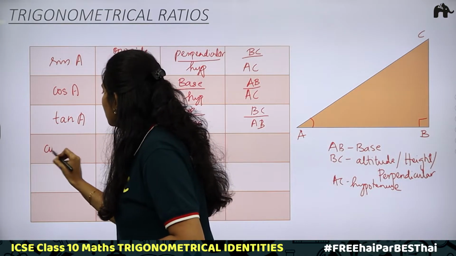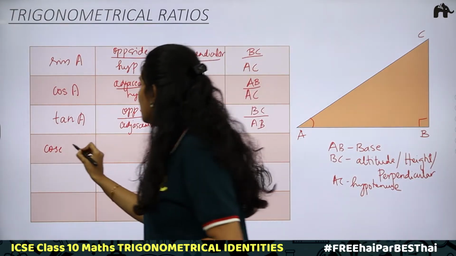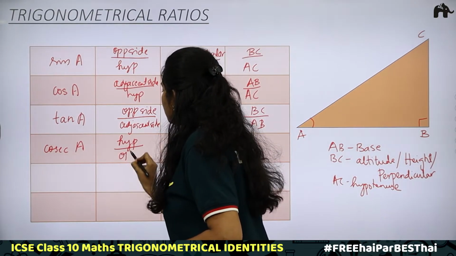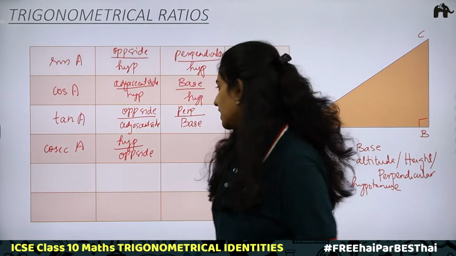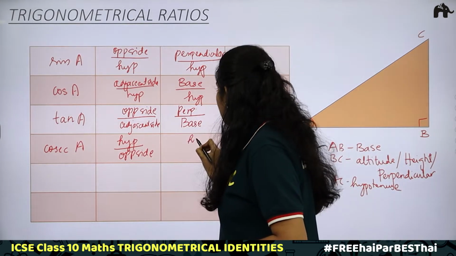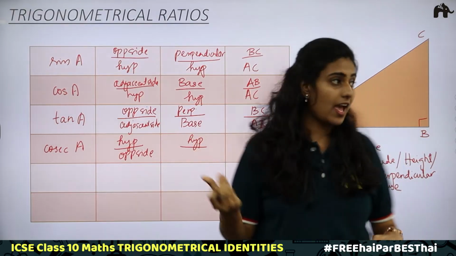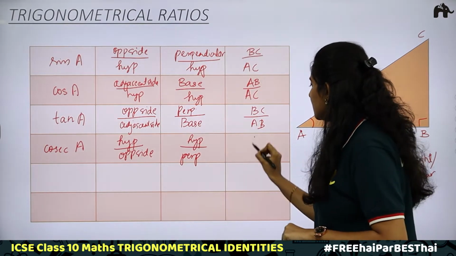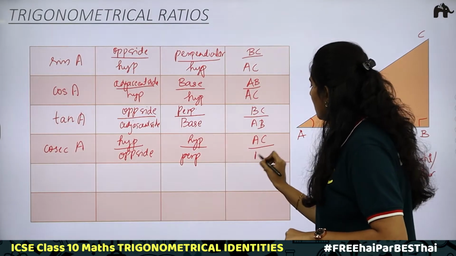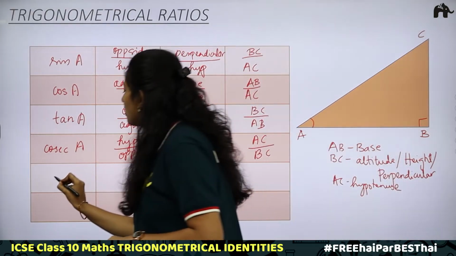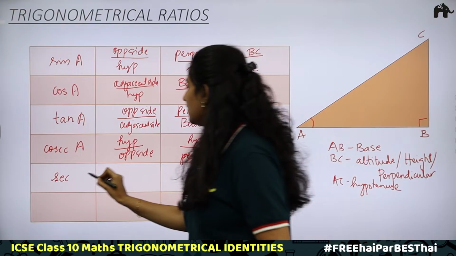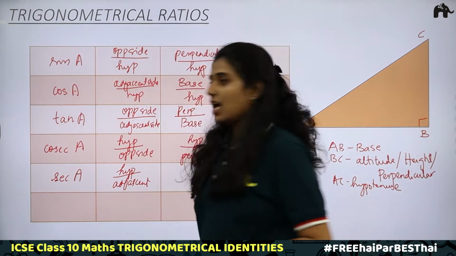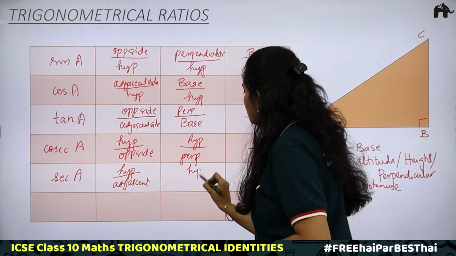Next is cosec. Cosec or cosecant. In short, we call it cosec. Cosec of A. To get cosec of A, we need the ratio of hypotenuse and the opposite side. Here, what is the hypotenuse? Hypotenuse by opposite side. Opposite to angle A, we have the perpendicular. Hypotenuse is AC by perpendicular BC. Next one is secant, or in short we call it sec. Sec of angle A is hypotenuse divided by adjacent side. In this case, hypotenuse divided by the base.